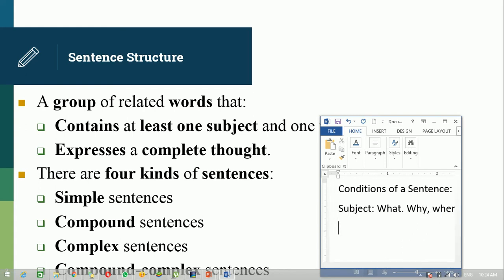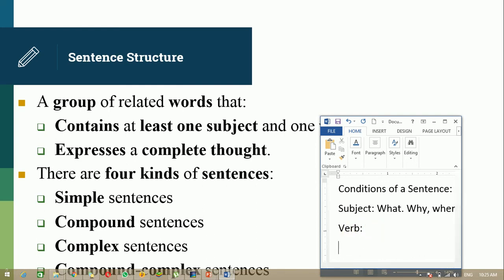Next we have the verb. What is a verb? In simple words, a verb is a word that shows action, or shows the state of being, or existence. Now, if there is a group of words which has a subject but doesn't have a verb, it's not called a sentence. We cannot call it a sentence.